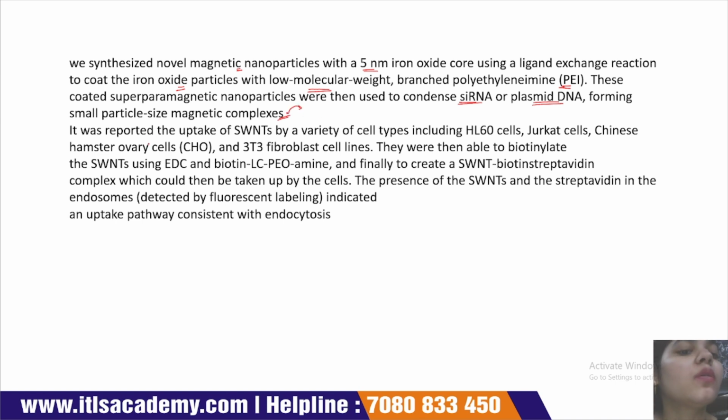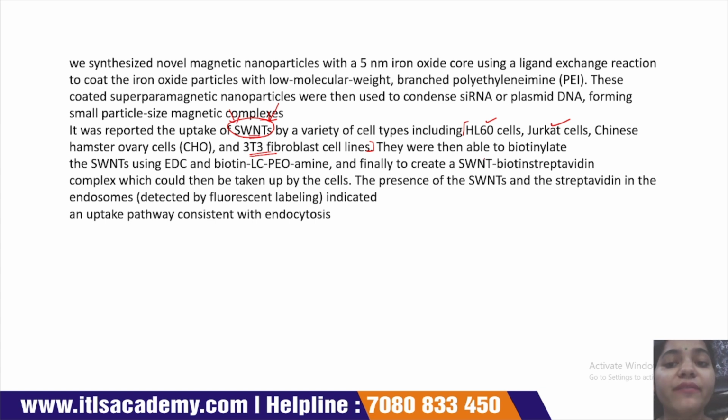It was also reported that SWNTs are taken up by a variety of cell types. SWNTs are easily taken up by different types of cells, and these may be HL60 cells, Jurkat cells, Chinese hamster ovary cells, and 3T3 fibroblast cells. These cells easily take up this SWNT complex.